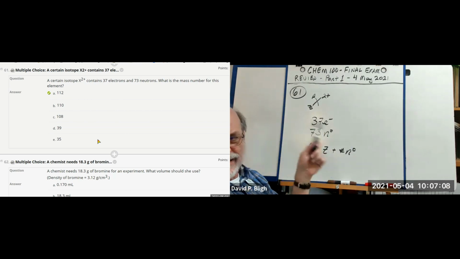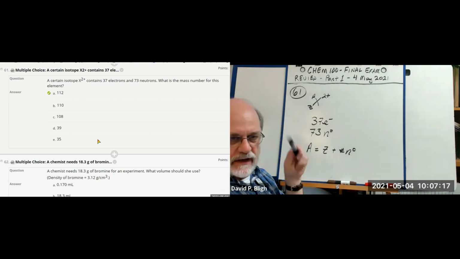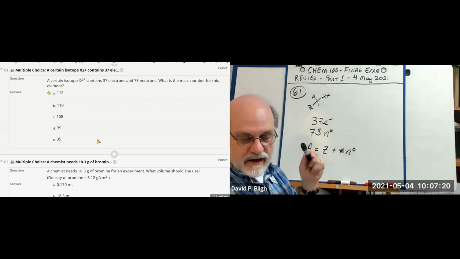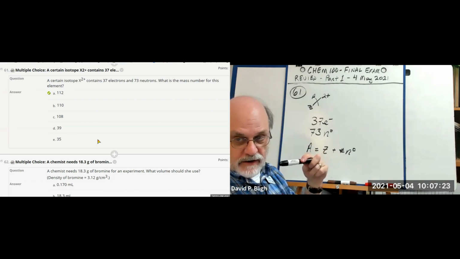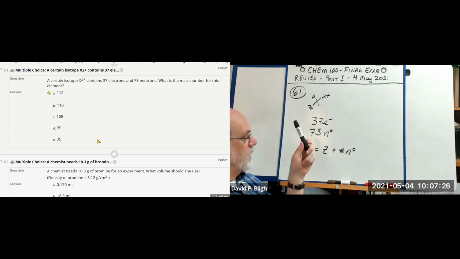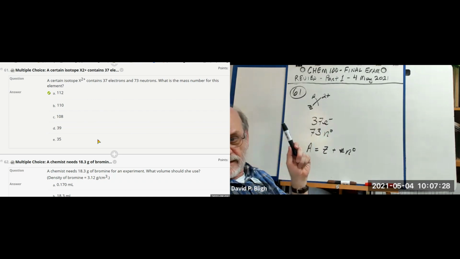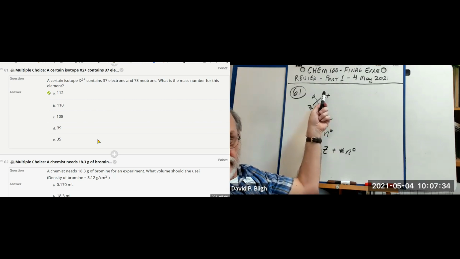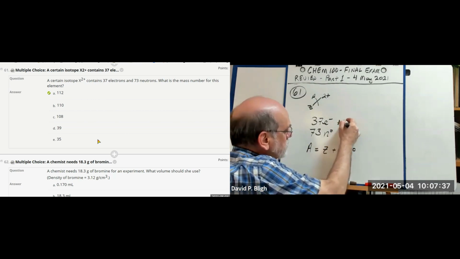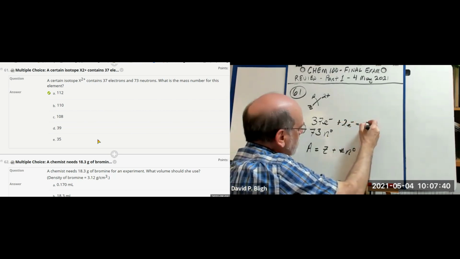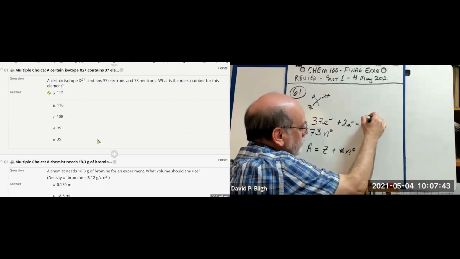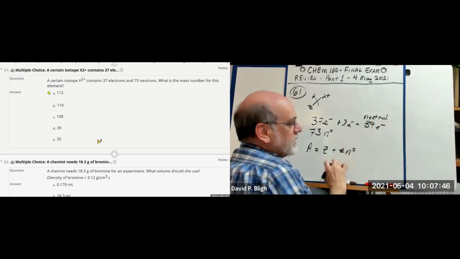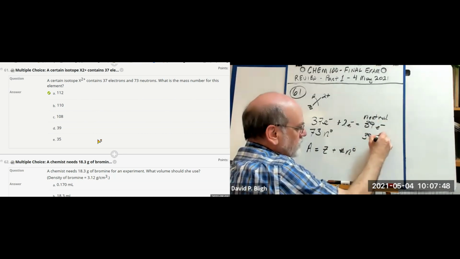Well, if you've got 37 electrons, remember how a charge is developed on an atom. It's the balance between protons and electrons. The only way you can change that balance is by adding or subtracting electrons. You can't touch the protons. So if this were neutral, how many electrons would you have? Well, if you add 2 more electrons, then you cancel out those 2 pluses, right? So plus 2 electrons equals 39 electrons for the neutral atom, which also means 39 protons.